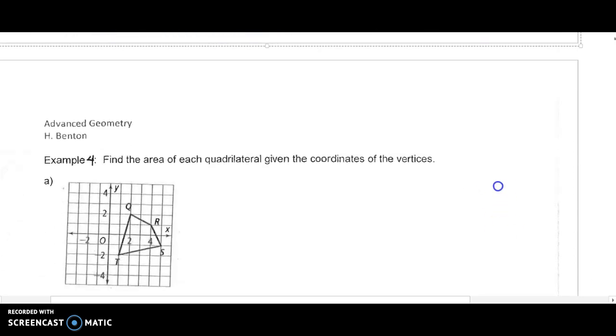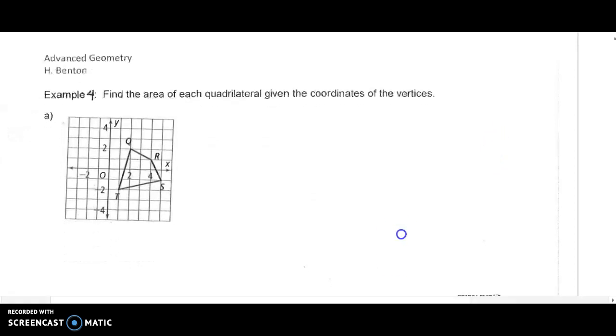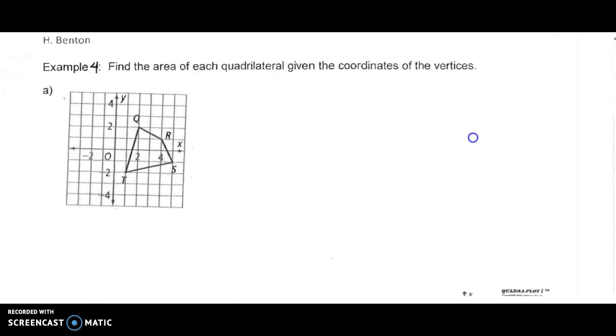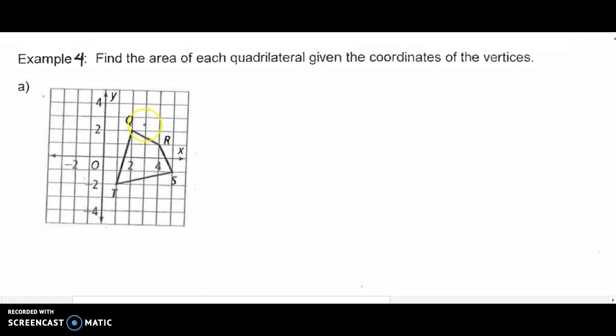For your homework, let's look at example 4 real quick to make sure we're good on that. In example 4, you're doing the same thing. This is still a kite, and to find the area of it, we're going to do 1/2 diagonal 1 times diagonal 2. The only thing that's different here is you have to draw your own diagonals in, find the length of them, and then multiply them together in the formula.